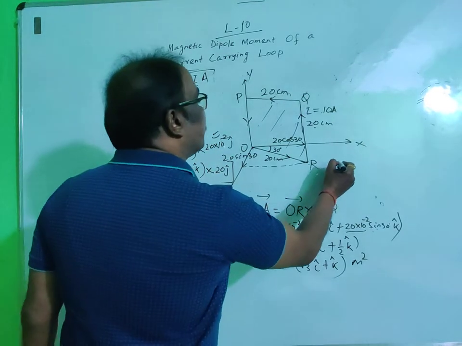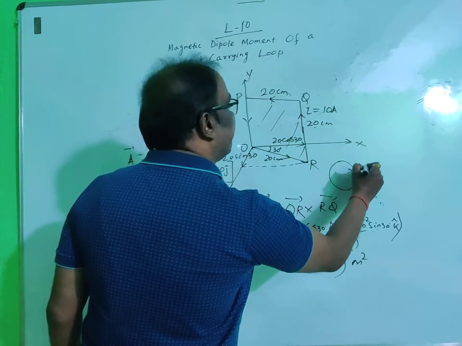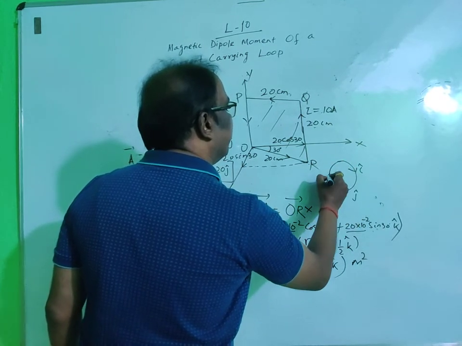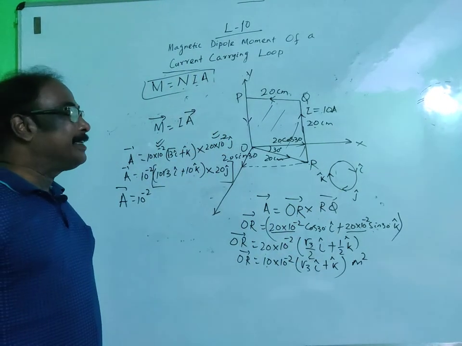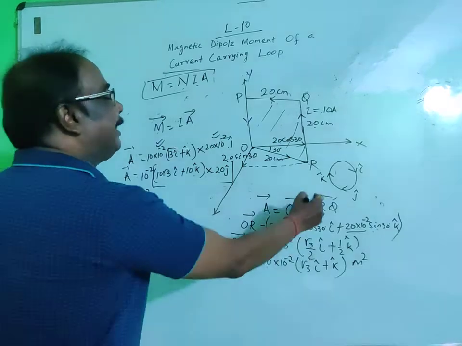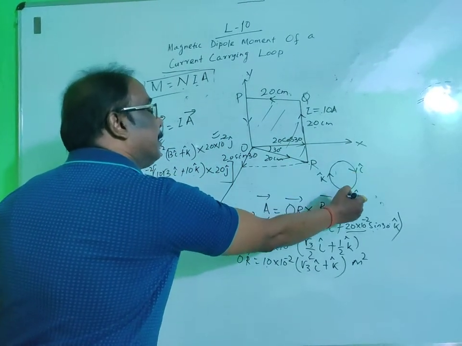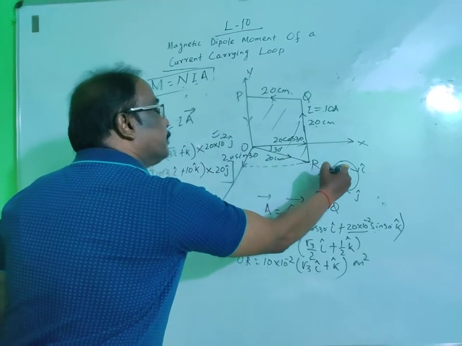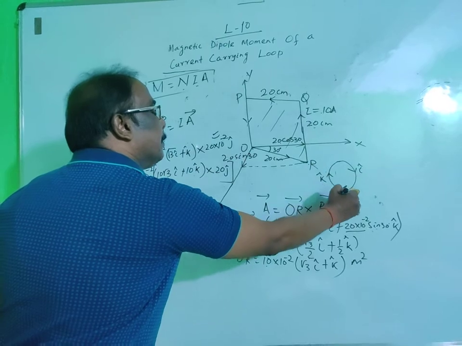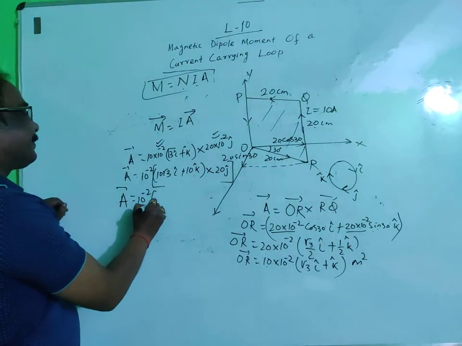And you know the rules of the cross product in the same order. Let's take i cap, this is j cap, this is k cap. i cap cross j cap is k cap. j cap cross k cap is i cap. k cap cross i cap is j cap. And in reverse order, j cap cross i cap is minus k cap, and i cap cross k cap is minus j cap. You know it.